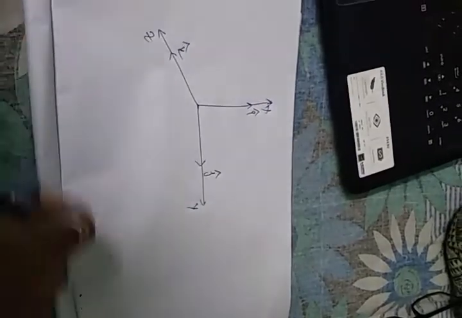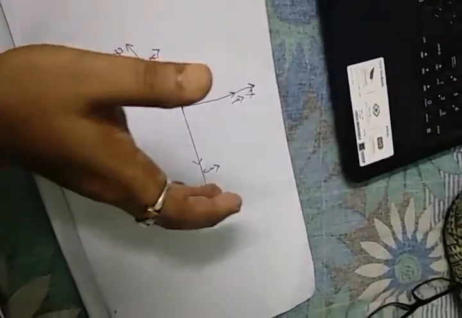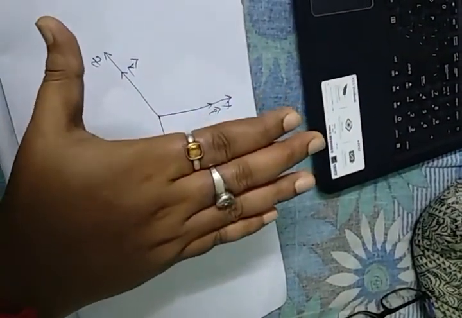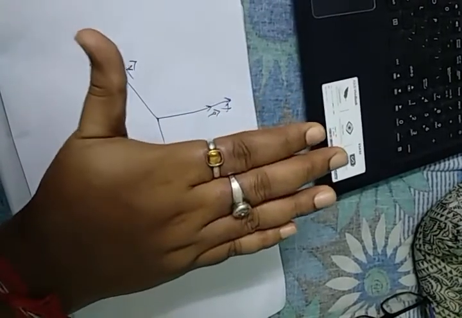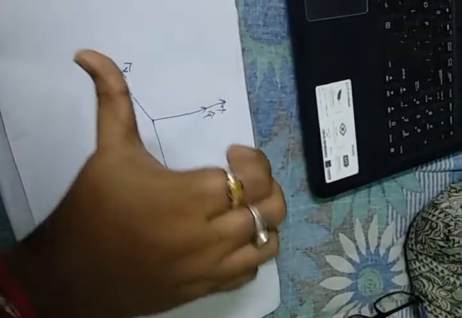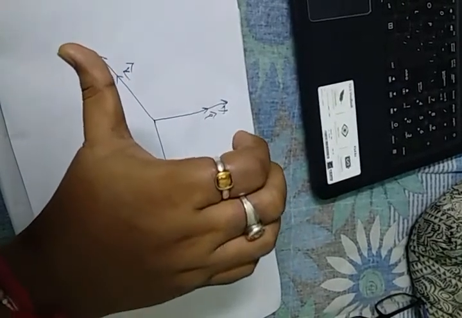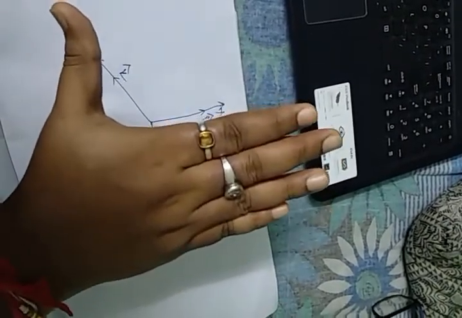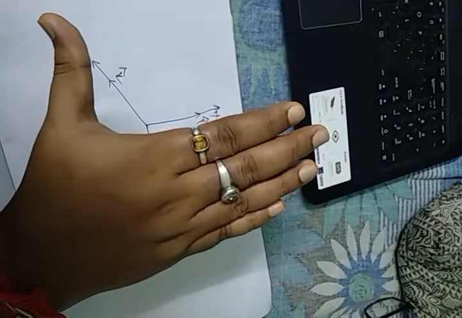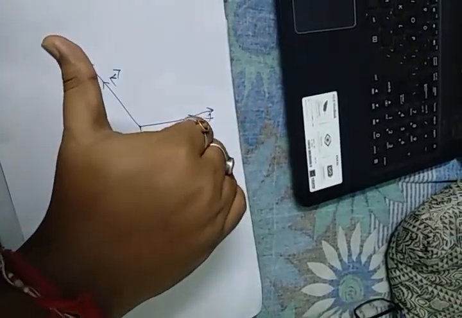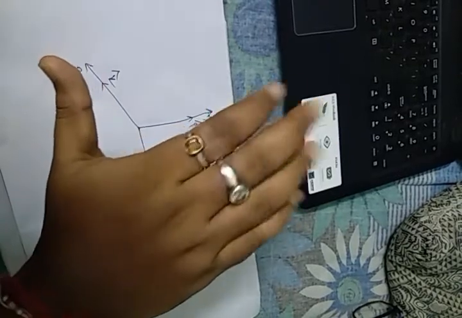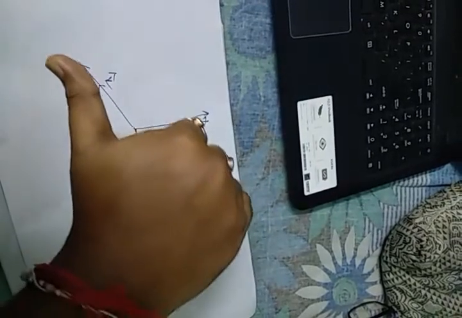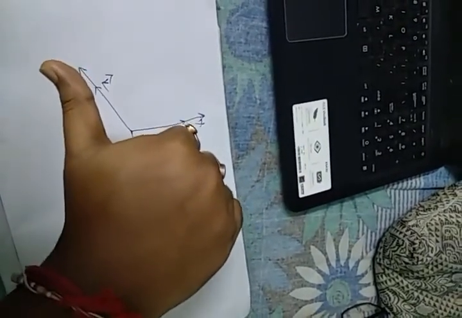So what should I do? Just see, this is my right hand palm. I have aligned my hand in this way so that my thumb is along the direction of the z-axis and my fingers are along the direction of the x-axis. Now I will rotate my fingers in a clockwise direction. What direction does my thumb show? Along the direction of the z-axis.